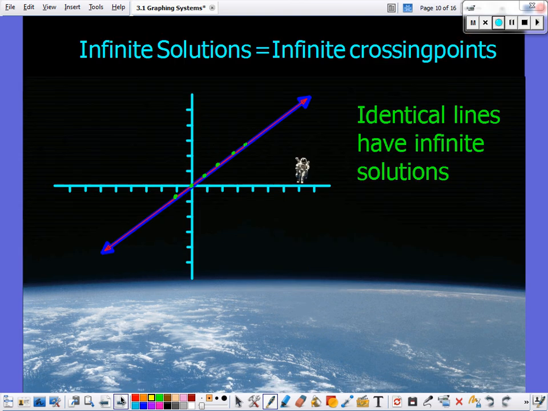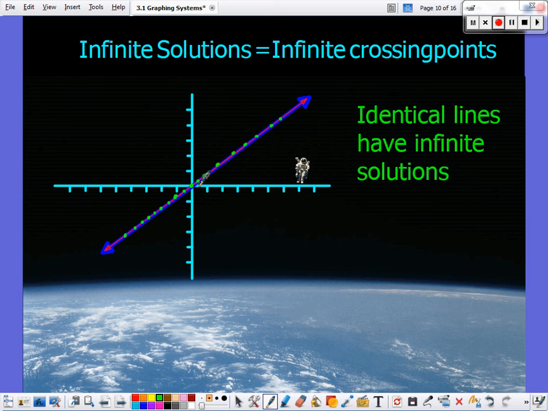There's no intersection. The last one would be identical lines, when the two equations are exactly the same. They have an infinite number of solutions. All these green dots here, and I could keep adding more, represent where they intersect. They intersect all the time. I could keep going, but it would be a waste of our time. There's an infinite number.